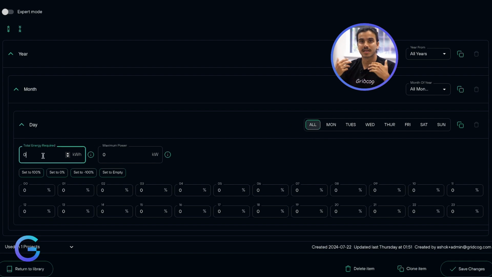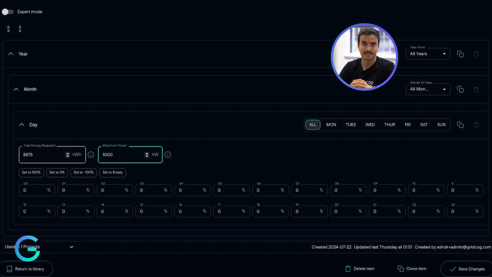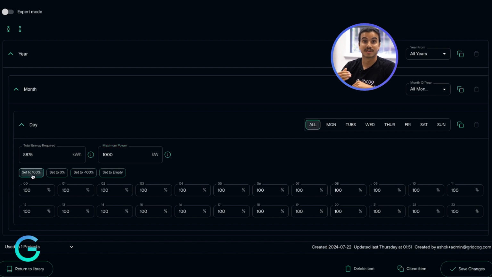We identify the total energy required to be shifted and the maximum power that can be used by this shifted load. The schedule below specifies the percentage of maximum power allowed during each interval. We'll keep the schedule consistent throughout the year since the load doesn't vary weekly or seasonally. Of course, this can be adjusted based on the specific needs of your project.